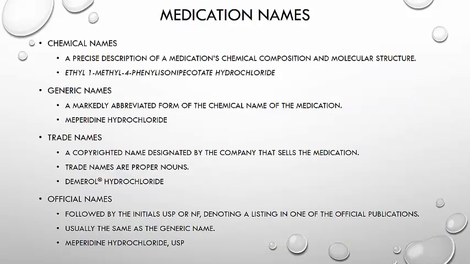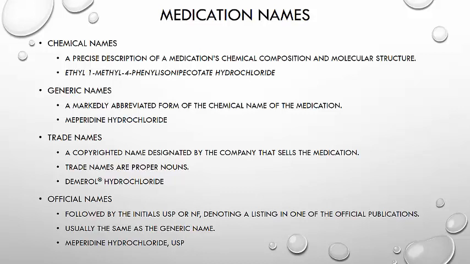When we're talking about medication names, there are 4 basic types of names that you will see associated with medication. So the first one is going to be a chemical name, and this is a precise description of their chemical compound and molecular structure. I'm not even going to try to pronounce that, but you see there's some numbers, there's letters, there's a whole bunch of stuff there. This is usually used more in the literature and prescribing information.